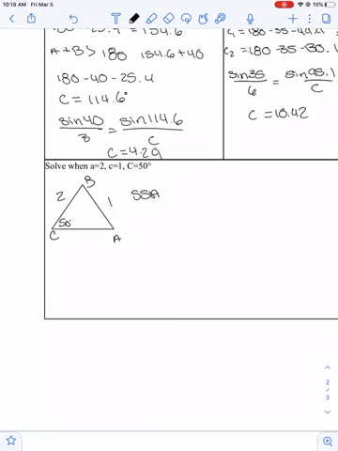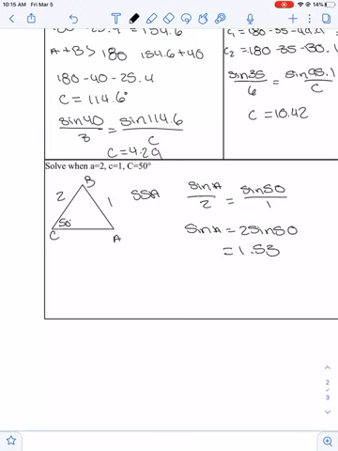So the sine of A over 2 equals the sine of 50 over 1. This would equal sine A equals 2 sine 50. I get that this equals 1.53. When you do this, you end up getting not defined in your calculator, the sine A.